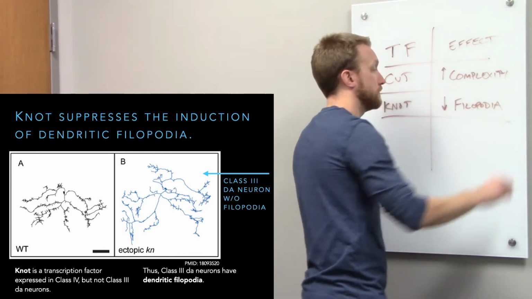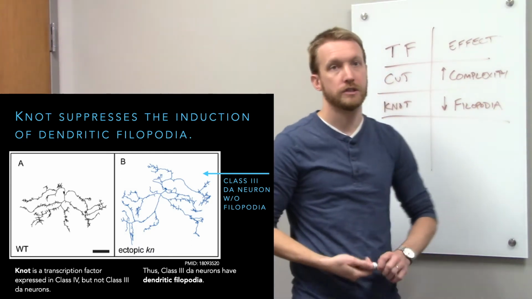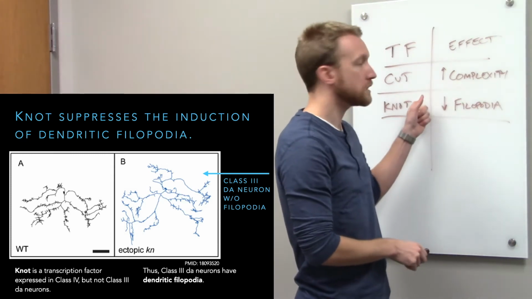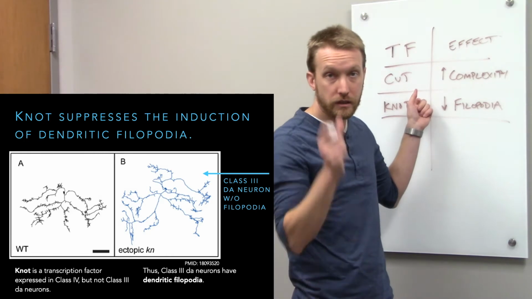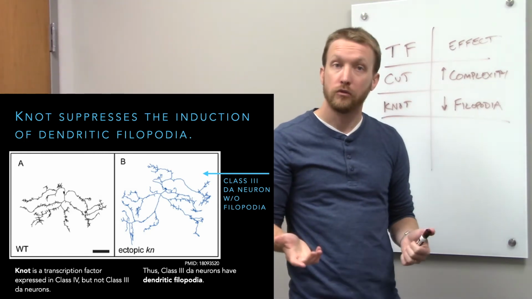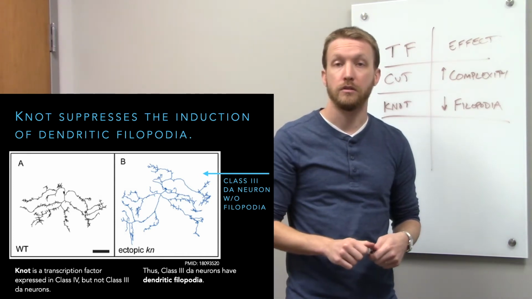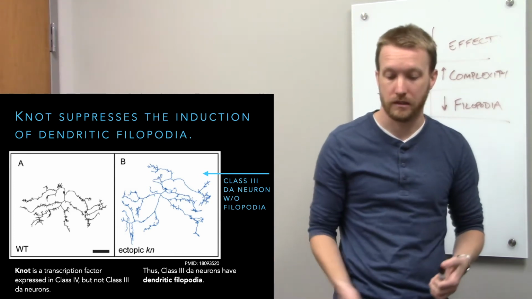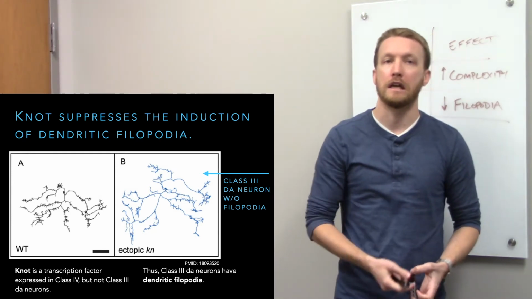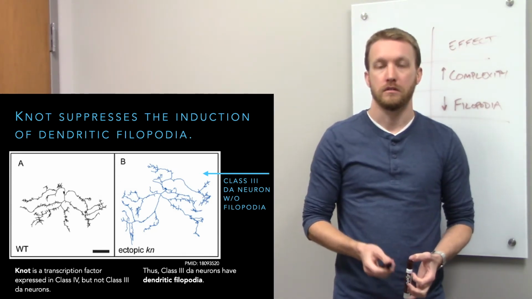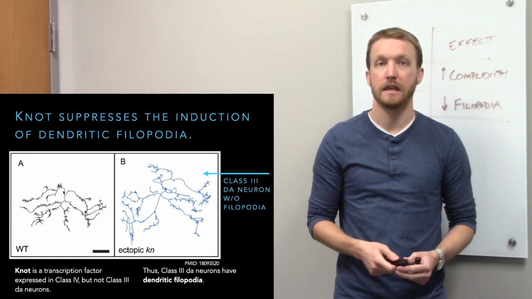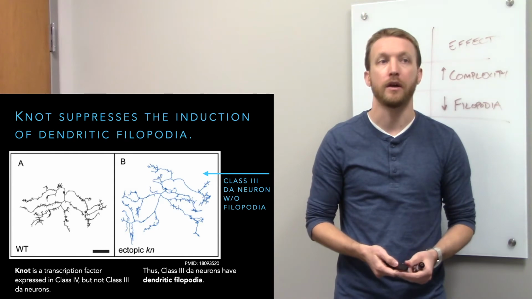So those class 4 dendritic arborization neurons don't have a lot of dendritic filopodia, and that's because they have high levels of NOT expression. The class 3, on the other hand, have low NOT expression and therefore form those little dendritic filopodia. So if you increase NOT expression in class 3, they look something a little more similar to class 4. You see fewer dendritic filopodia, and in this case an overall increase in the amount of dendrite.